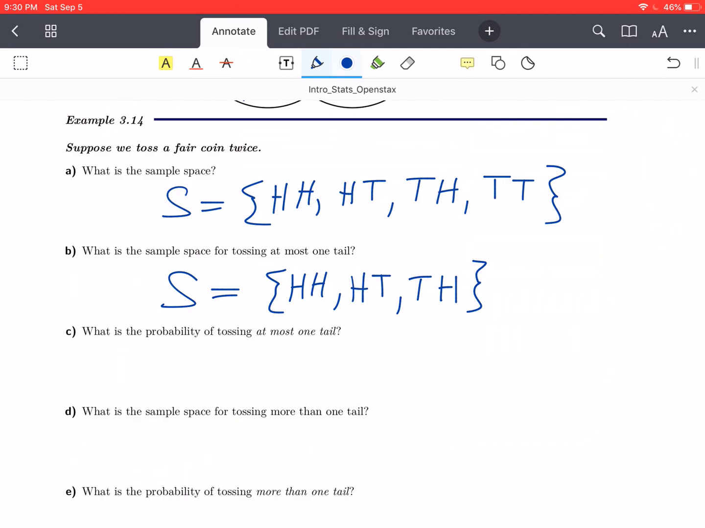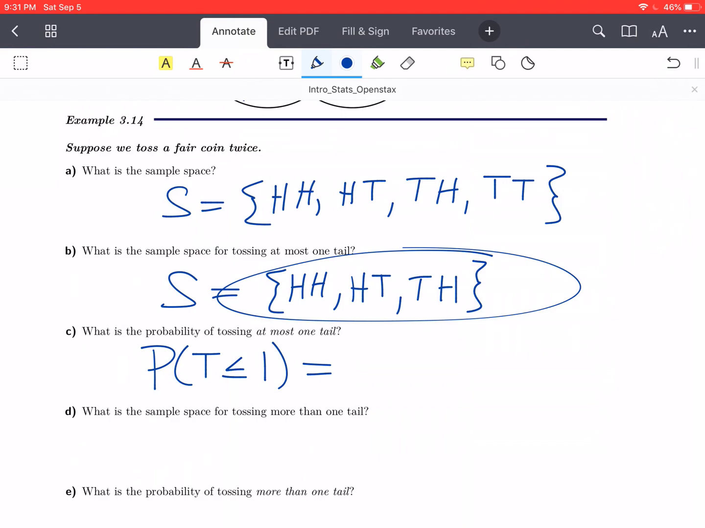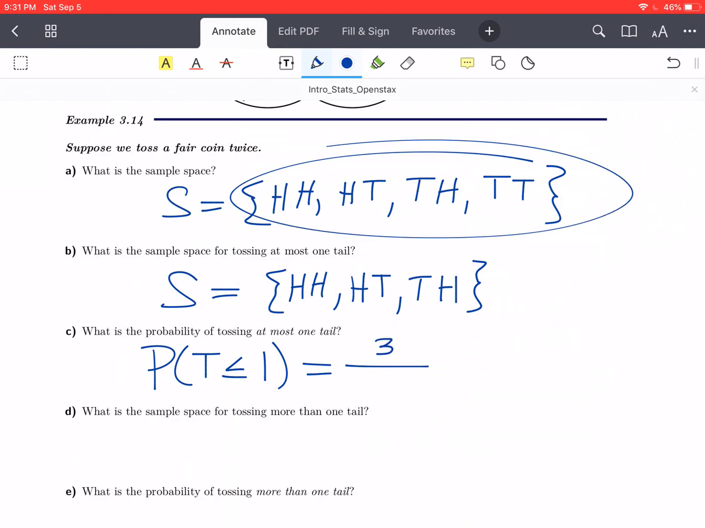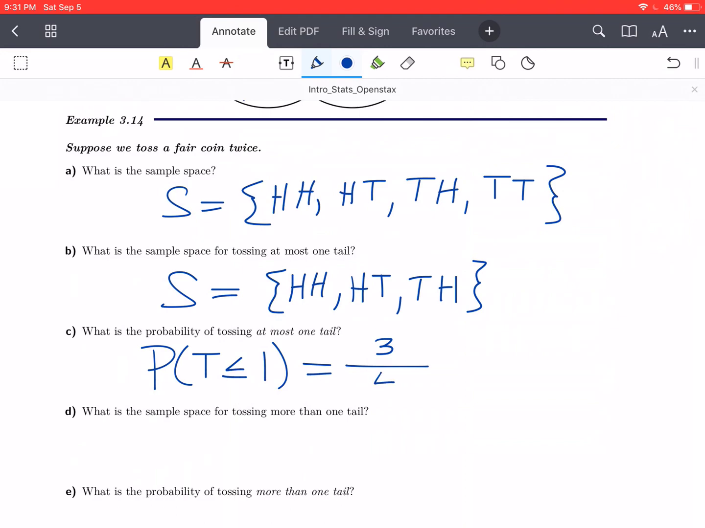So then the question, what is the probability of tossing at most one tail? Well, the probability of tails being less than or equal to 1. We have 3 possible outcomes where that happens out of the 4 possible occurrences. So we've got a probability of 3/4.